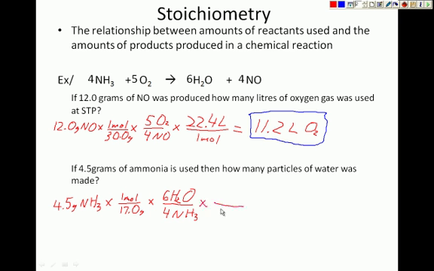Now, in 1 mole of water, or in 1 mole of anything, there is 6.02 times 10 to the 23 particles. Okay, and that's going to equal 2.39 times 10 to the 23 particles of oxygen, or sorry, of H2O.